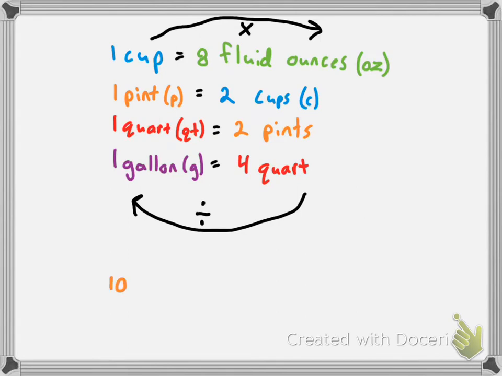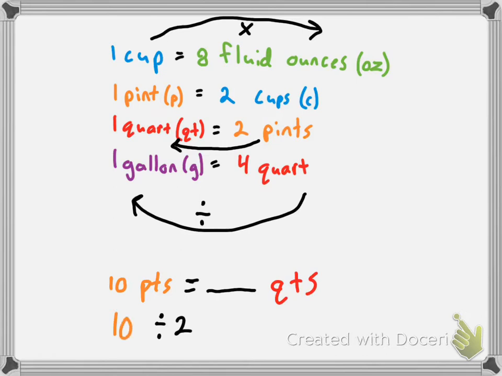Okay, so let's look at an example. If I had 10 pints, and I wanted to convert that to quarts, well, according to my chart here, going from pints to quarts means moving left, which is divide. I'm going to divide it by something, and there are 2 pints in a quart, so I'm going to divide it by 2. So I take that 10 pints, divide it by 2, and that's going to give me 5 quarts. So in 10 pints, there are 5 quarts, or you could say in 5 quarts, there are 10 pints.